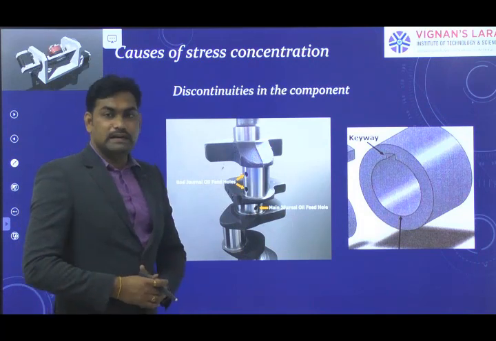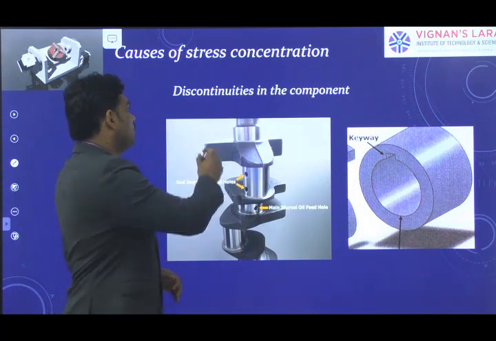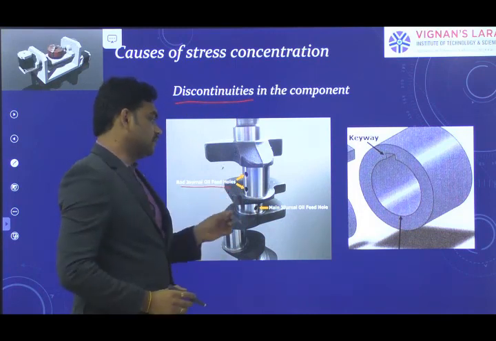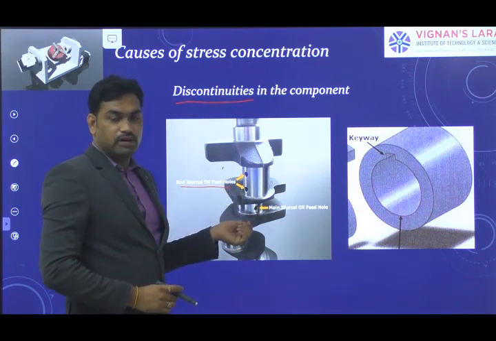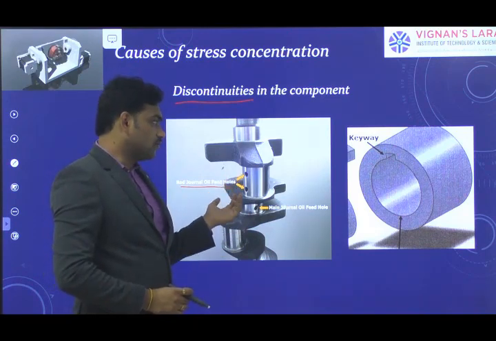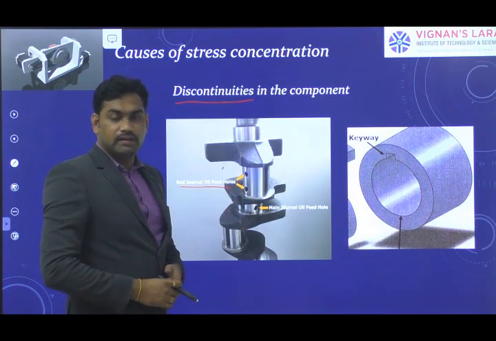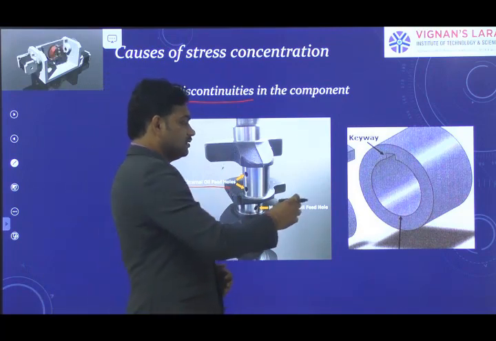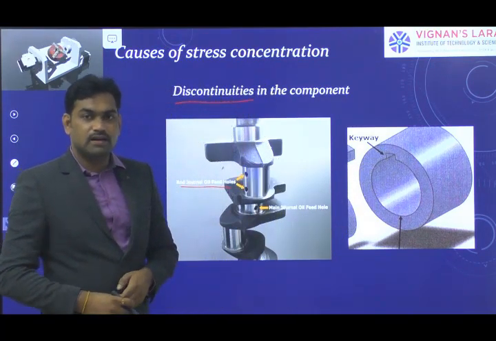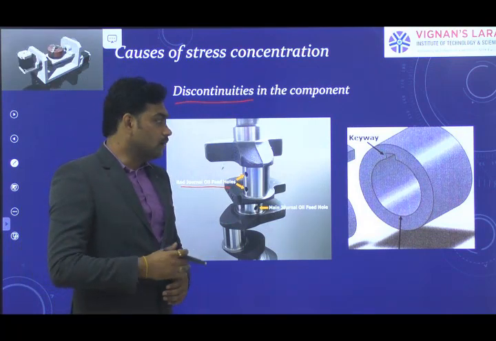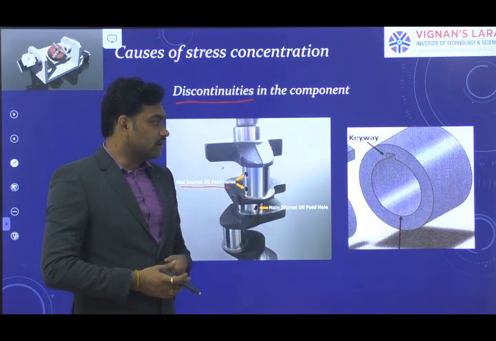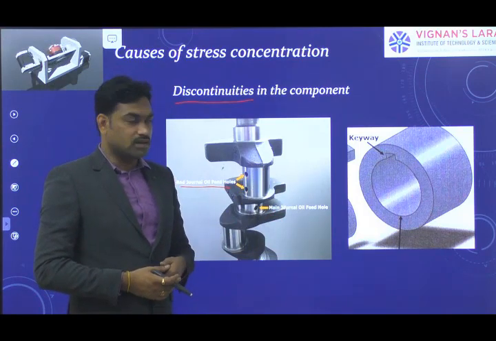And the fourth one is discontinuities in the component. Here, if you observe, oil holes can be drilled in the machine component. As stated earlier, whenever holes are provided, there is a discontinuity. One more example is a keyway. You can provide a keyway here in order to avoid relative motion between the two machine components. You can provide an internal keyway or external keyway.